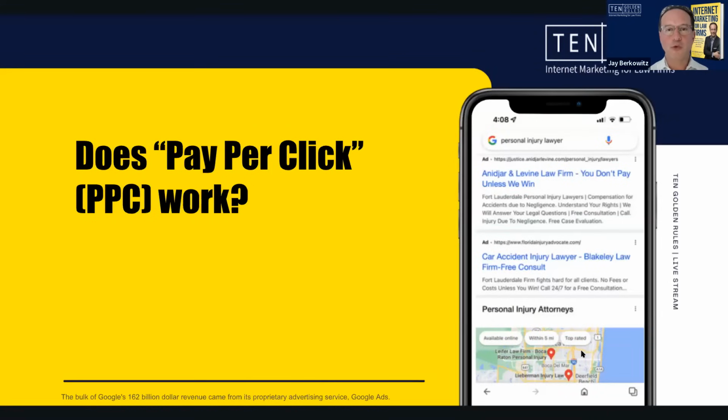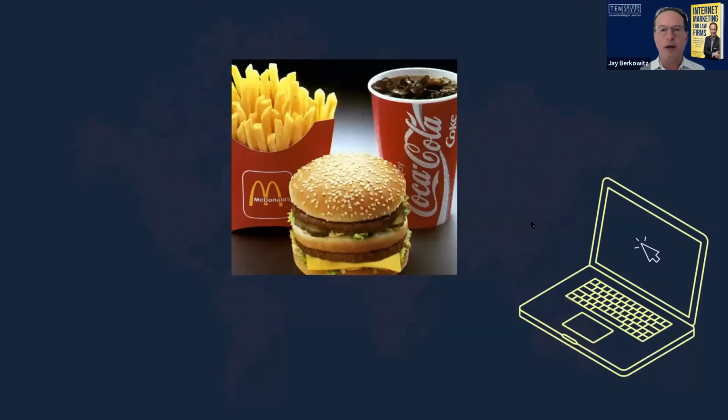So the first question is, I get this all the time, does pay-per-click work? I'm spending $15,000 or $20,000. We've got these ads running. Does it work? And I like to go all the way back to my time with McDonald's restaurants. I both worked for their ad agency and worked as a director of marketing at McDonald's.